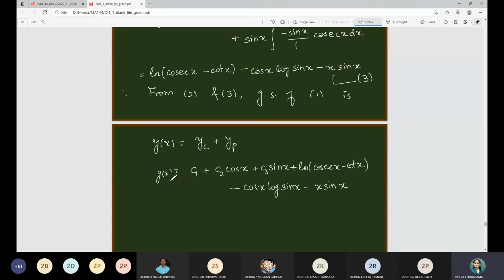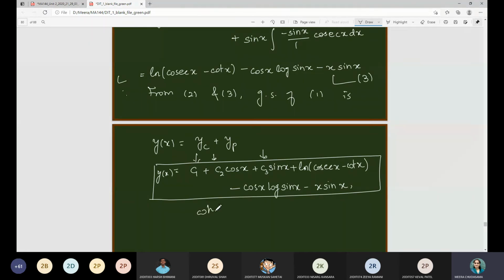So you can see that in a third order differential equation, 3 constant quantities are involved in the general solution, and the particular integral is free from constant quantities. So you can write C1, C2, C3 as arbitrary constants.